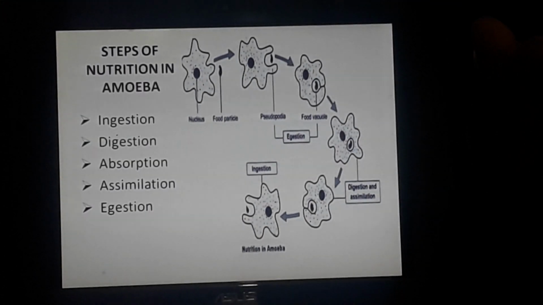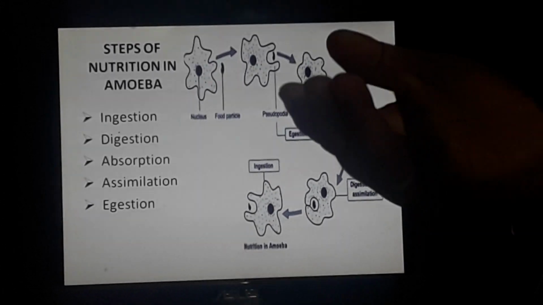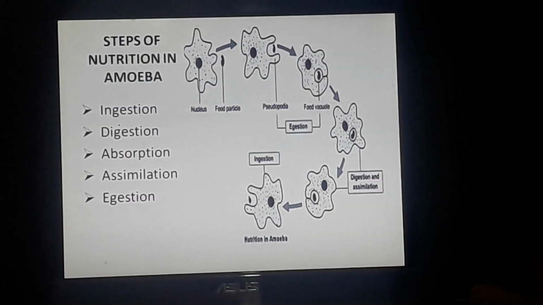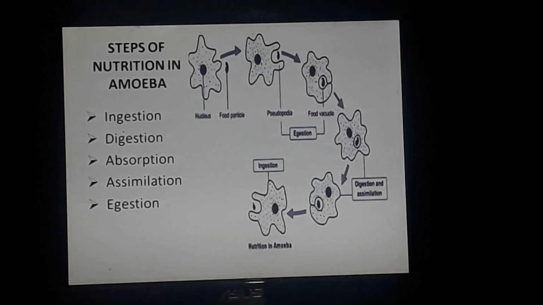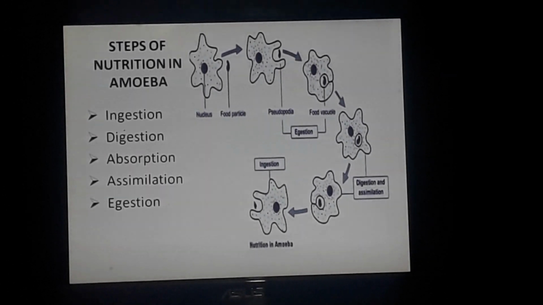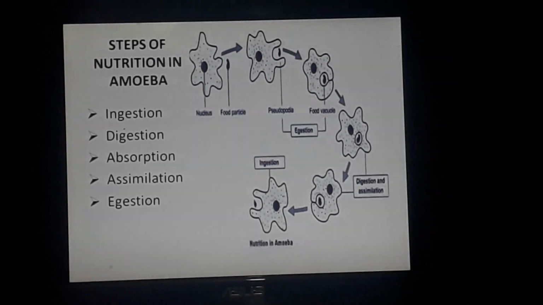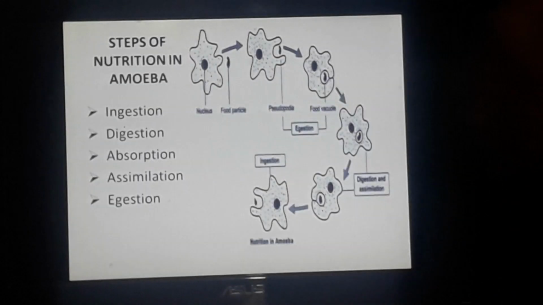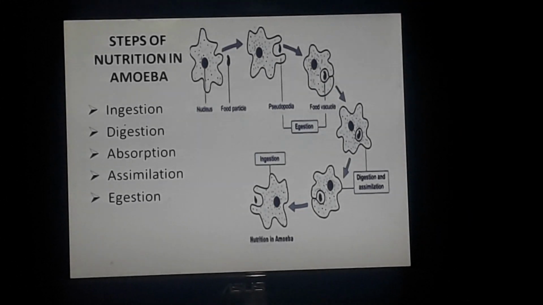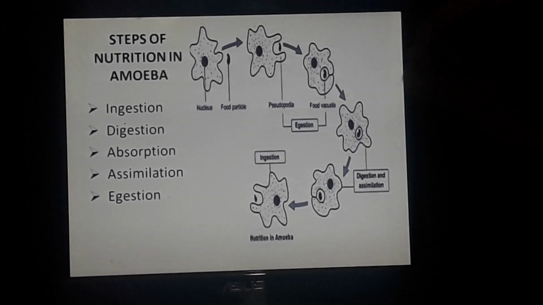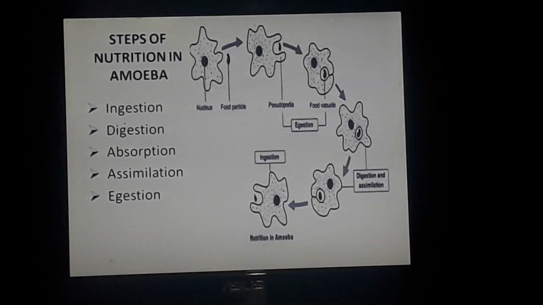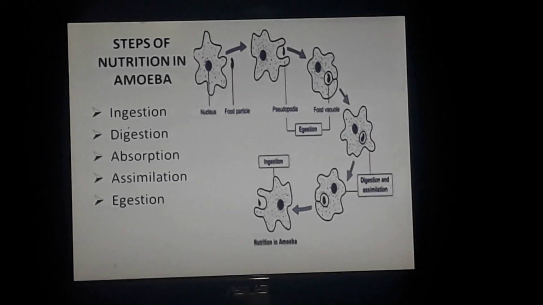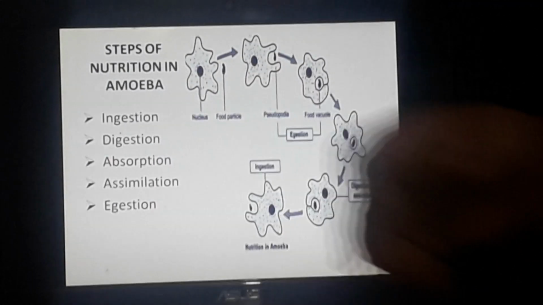Next है आपका digestion. Whenever you talk about digestion, please see that digestion means breakdown of complex food particle into simple food particle. Conversion of complex food particle into simple food particle. So digestion में क्या होगा? Complex food will be taken by the body and it will be broken down by the body of amoeba into simpler form. That is the purpose of digestion. Next you have absorption. In absorption what will happen? The digested food will be sent to all parts of the body.